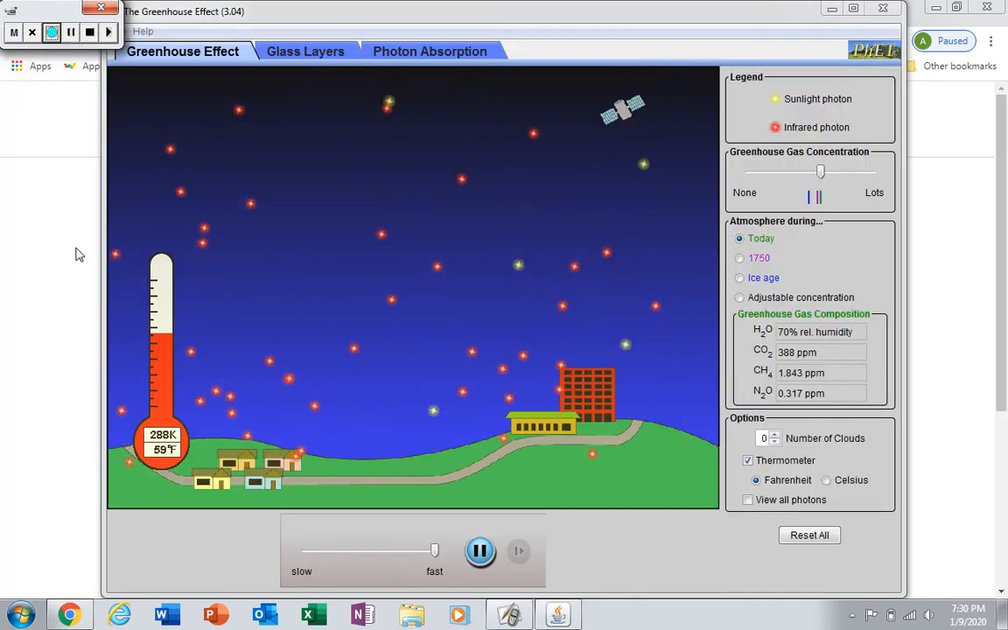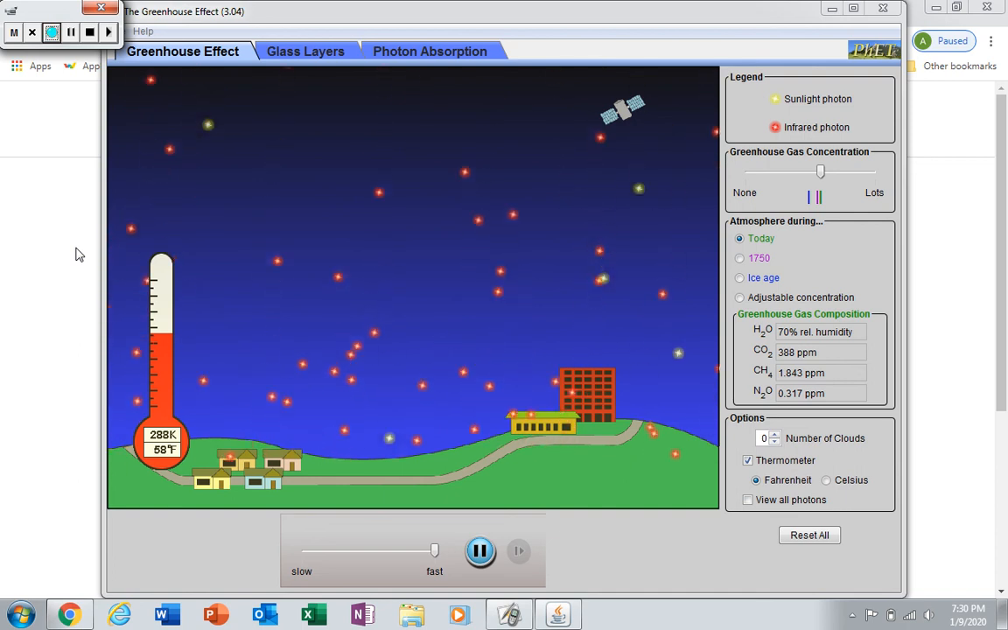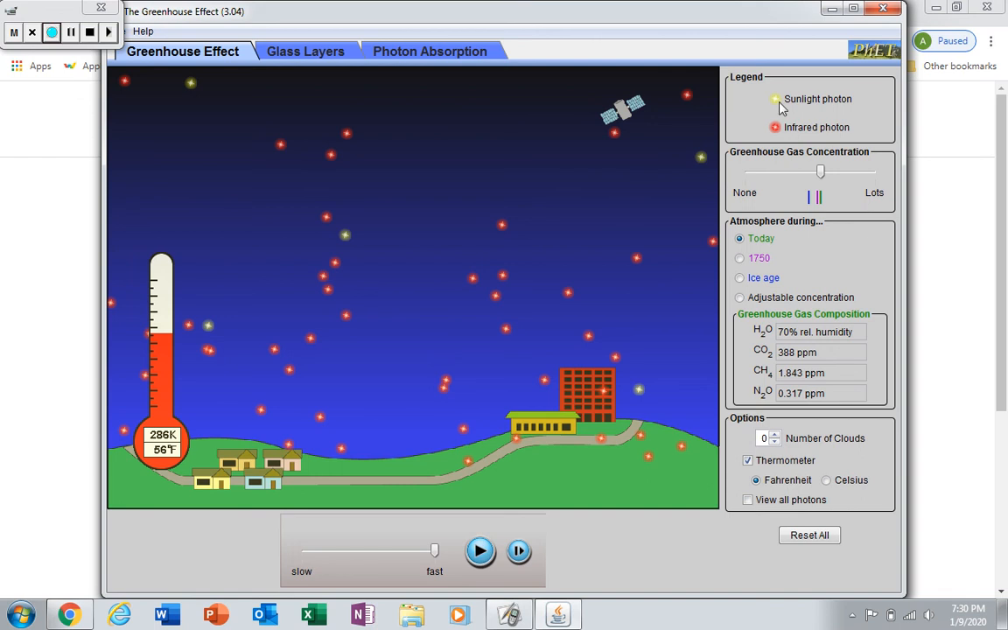This is another sim that comes from a completely different website, but it's showing a very similar thing. Let me pause it. Okay, the yellow is the sunlight photon coming in. A photon is essentially, for right now, we're going to call it a packet of light. And then the red one is the infrared photon. So this is actually showing what I was just telling you, that what's coming in are these sunlight photons.